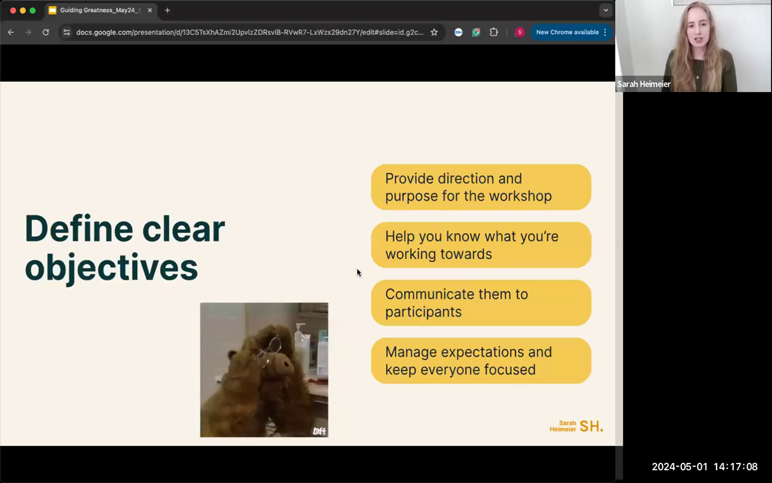And what I always do at the start of a session is communicate it to the participants. So letting them know that these are the objectives that we're working towards, this is what we're going to be focusing on for the session, and this is the agenda that we have. So letting them know all of the context that they need.